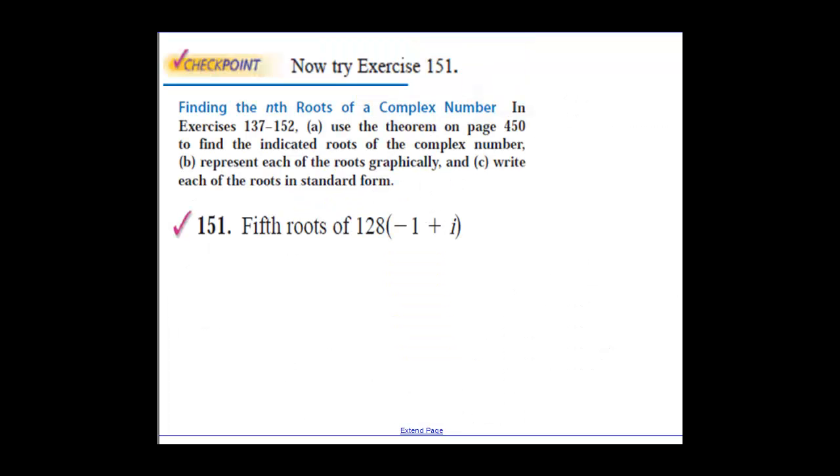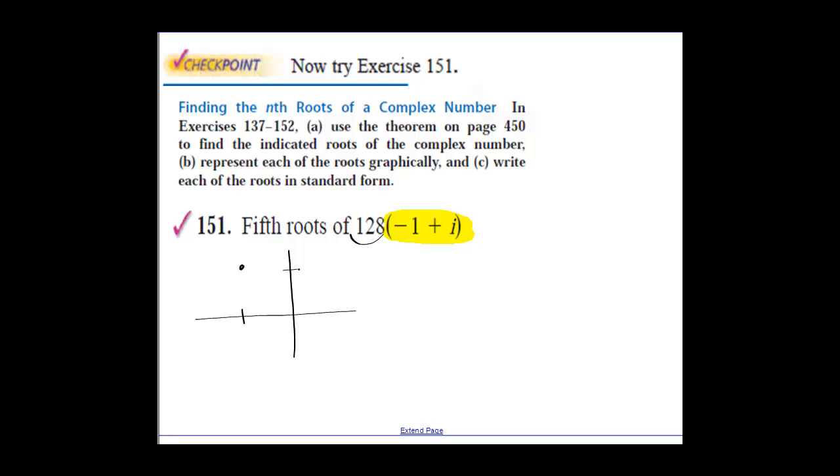All right, go ahead and try exercise 51 in your notes. Before we begin though, let's draw a quick sketch of what we've got going on. First thing I see is I've got -1 plus i. So -1 plus i, we're over here.